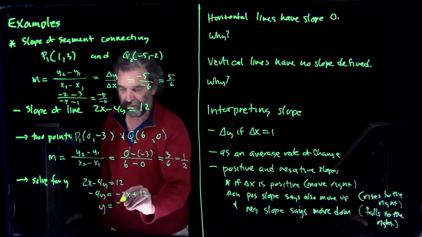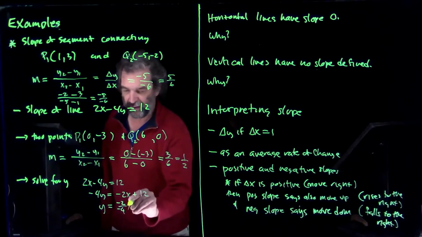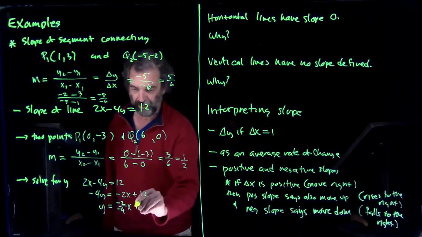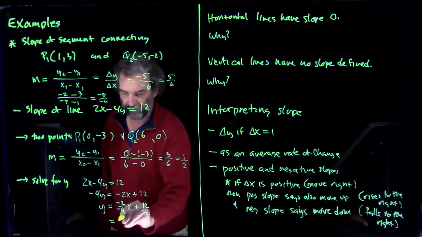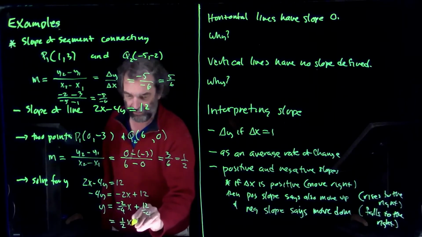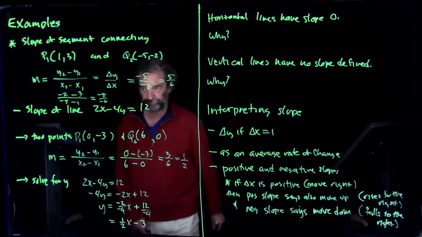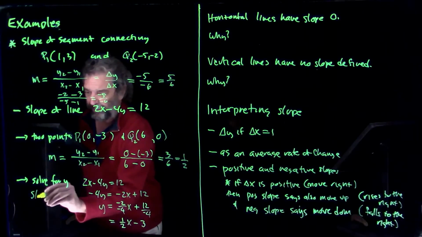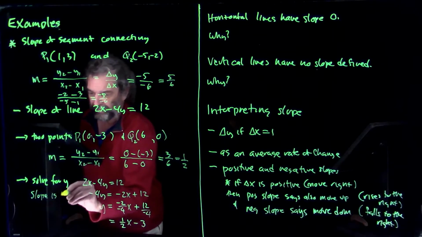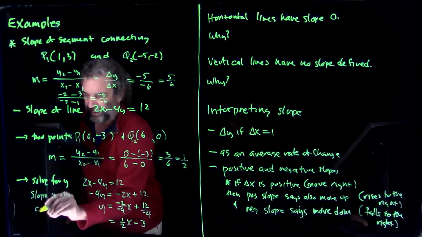Y equals minus 2 over minus 4 x plus 12 over minus 4, which is 1/2 x minus 3. So right here, slope is the coefficient of x.